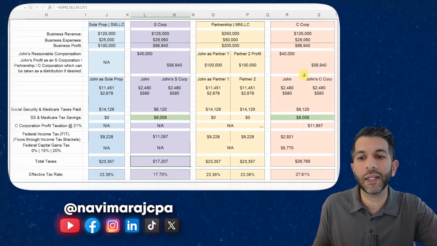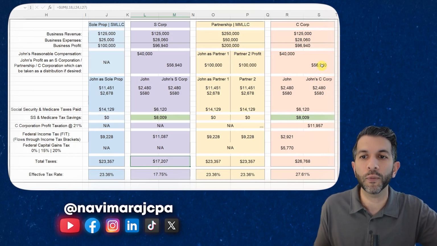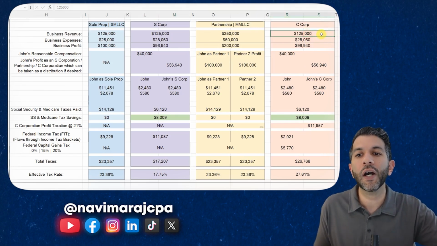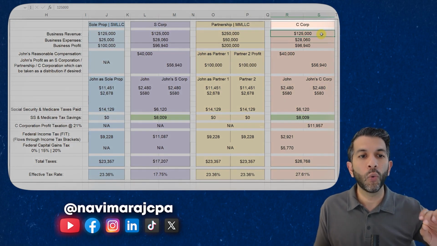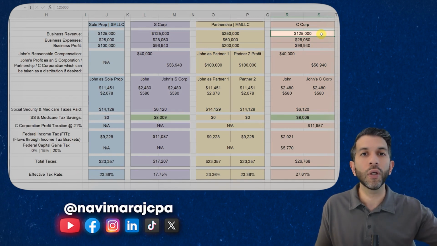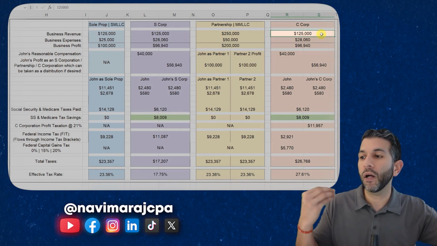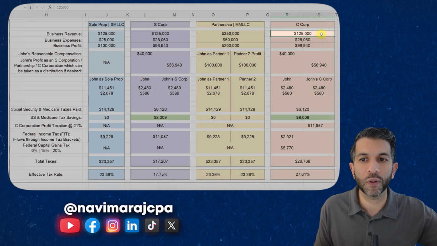So what I'd like to do is take you through this document I've got here. I'll go through this rather quickly, and then I'll show you the actual tax forms, okay? So in my scenario here, we've got a C Corporation, which has business revenue of $125,000. That means you sold $125,000 worth of product, or perhaps performed $125,000 worth of services.